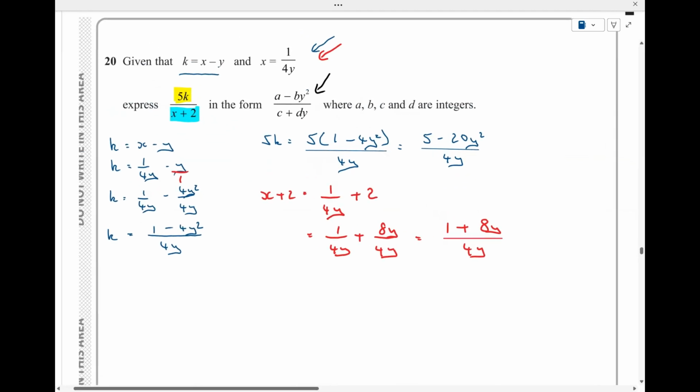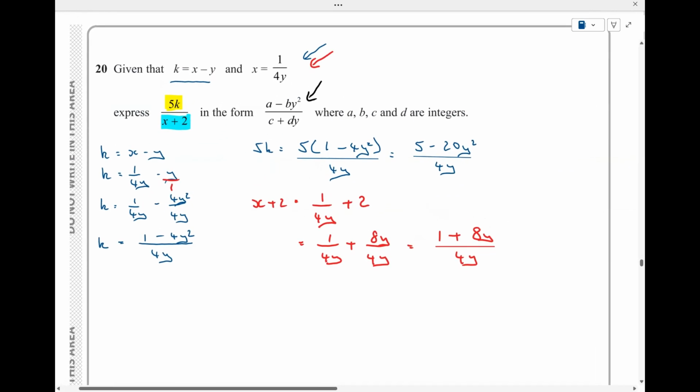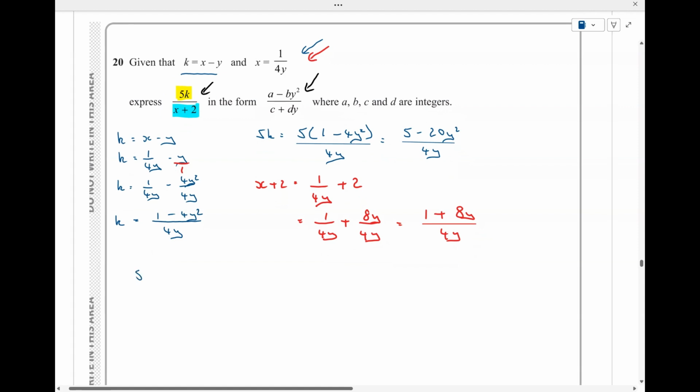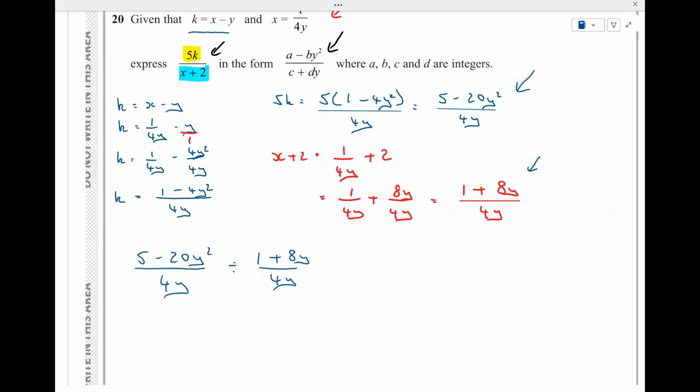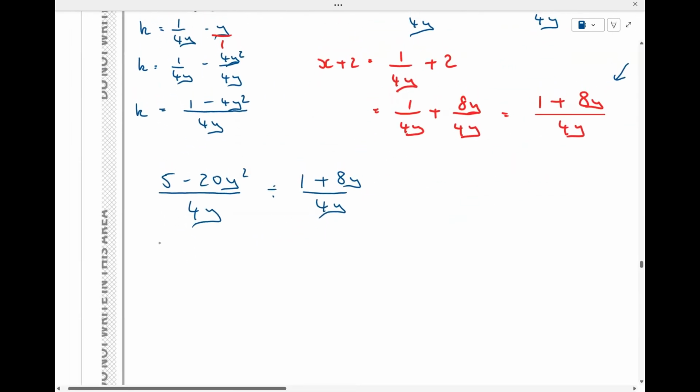Okay, now what am I being asked to do? I'm being asked to do 5k divided by x plus 2. So that's going to be 5k, which is 5 minus 20y squared over 4y, copied from there, divided by x plus 2, which is 1 plus 8y over 4y, copied from there. Now look, I'm dividing fractions. So I'm going to have 5 minus 20y squared over 4y, and I'm going to keep, change, flip.